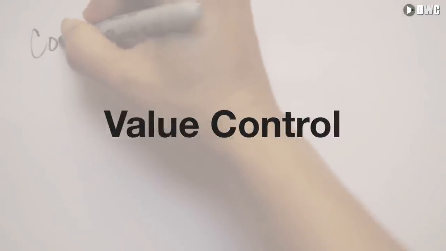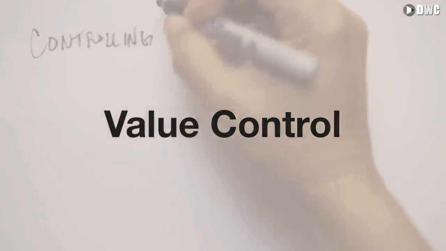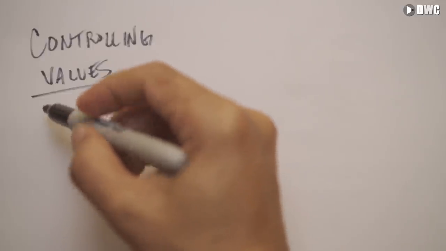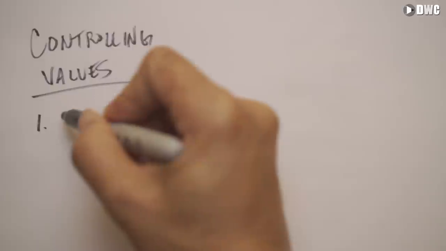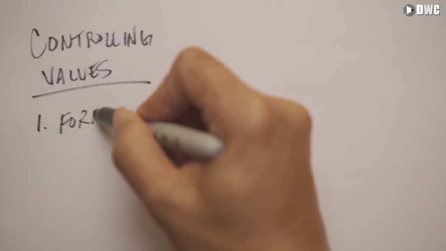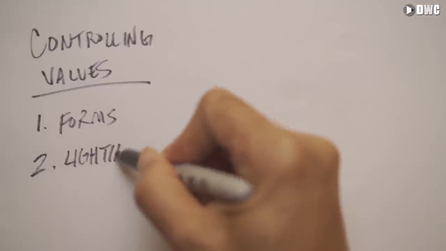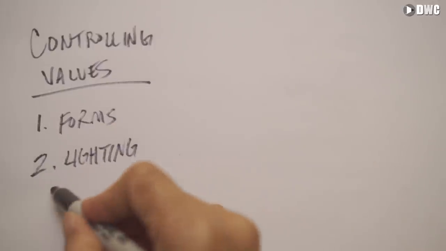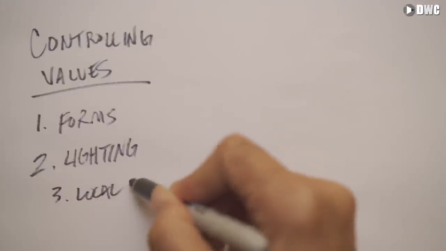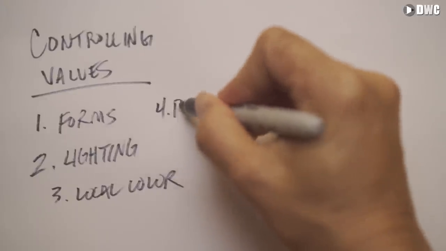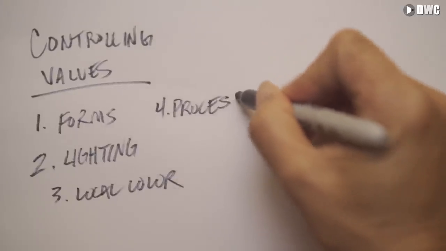So let's get started on the topic of value control and portraits here. Again, this is going to be a huge topic, but today I'm just going to touch on some ideas that may be helpful for you and that you can apply in your work. So we're going to talk about forms, lighting, local color. We'll do some demonstrations, and I think it'll be helpful to show you the processes.